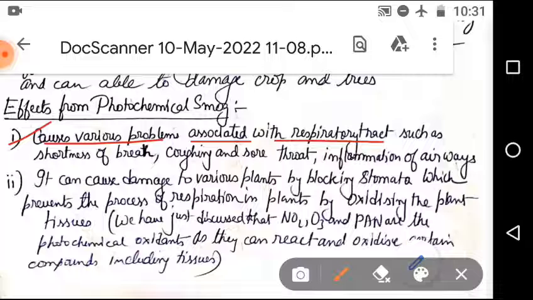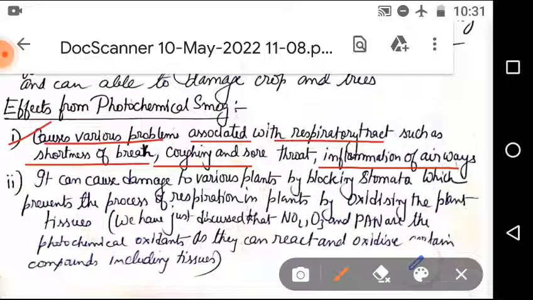Those people's respiratory tract is affected, with shortness of breath, coughing and sore throat, inflammation of the airways. The trachea and the bronchi are going to be inflamed, that means swollen, and that leads to narrowing of the airway, the windpipe.